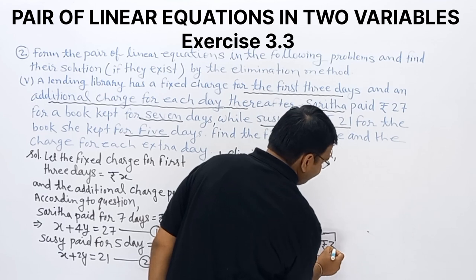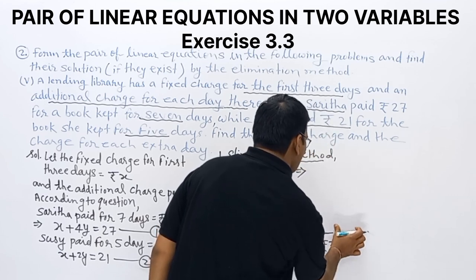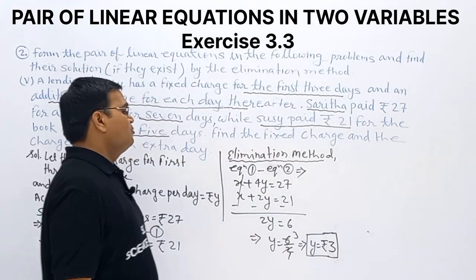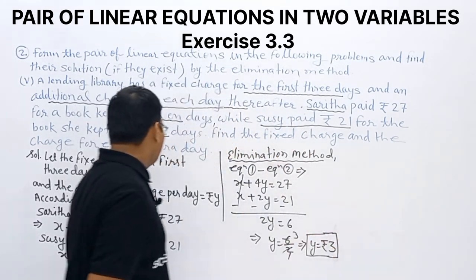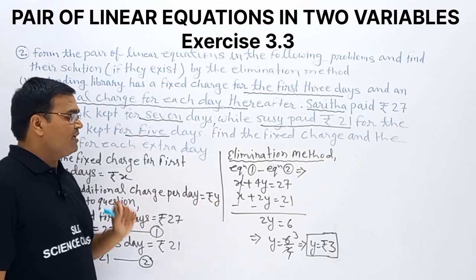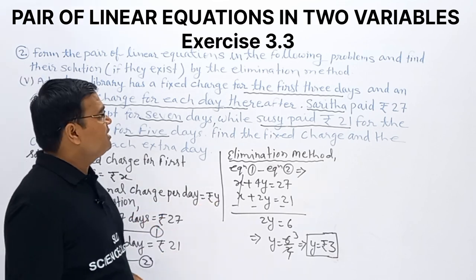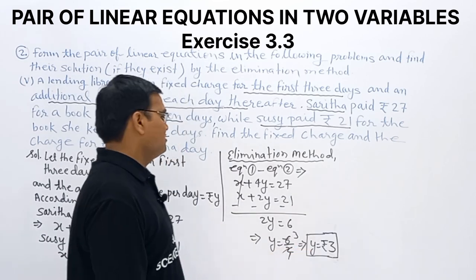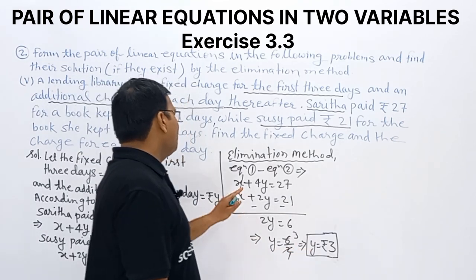Now we require the x value. So how will we find x? Observe carefully. This is the value of y. The additional charge per day is rupees y. So after 3 days, the library is taking 3 rupees per day charge. Clear? Now put this value in any one equation.